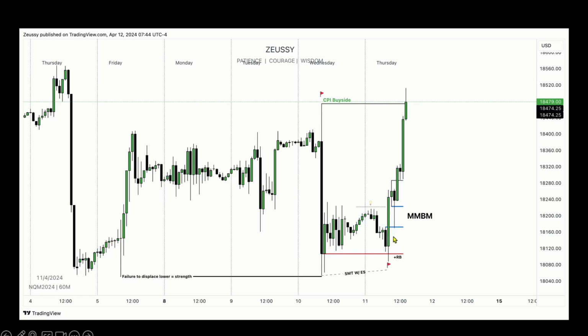Market retraces into that BC, and this is where a lower time frame market maker buy model occurs. Now notice the difference in size between the displacement legs relative to this candle right here and this candle. You can already see, this is me purely doing it based off my own eyes, but if I were to estimate, I anticipate that this candle is one third to a half of this big down close candle.